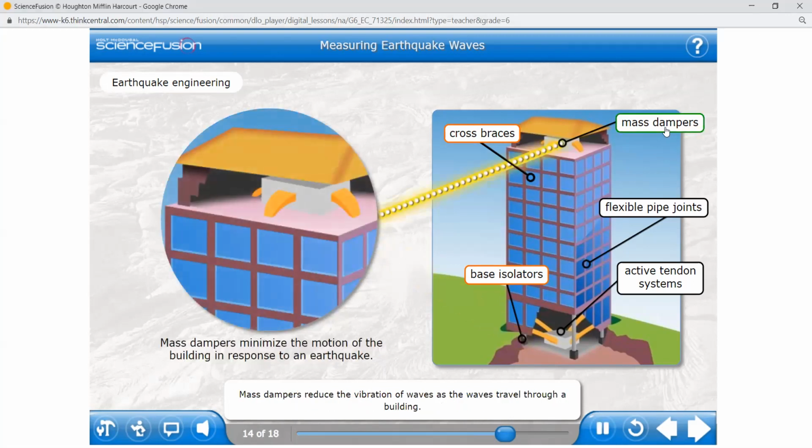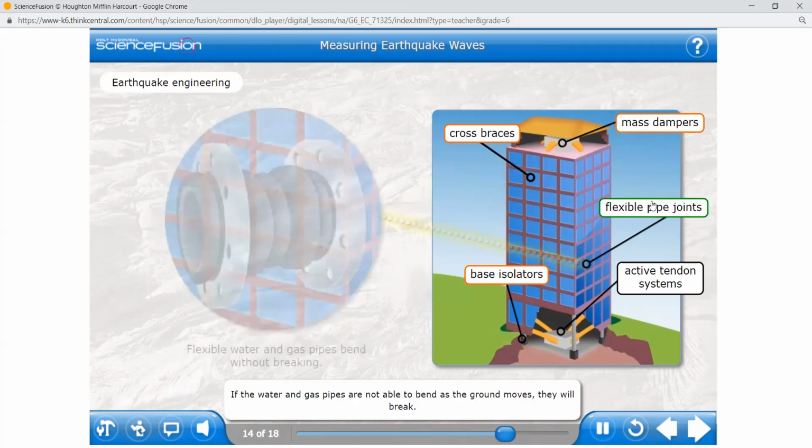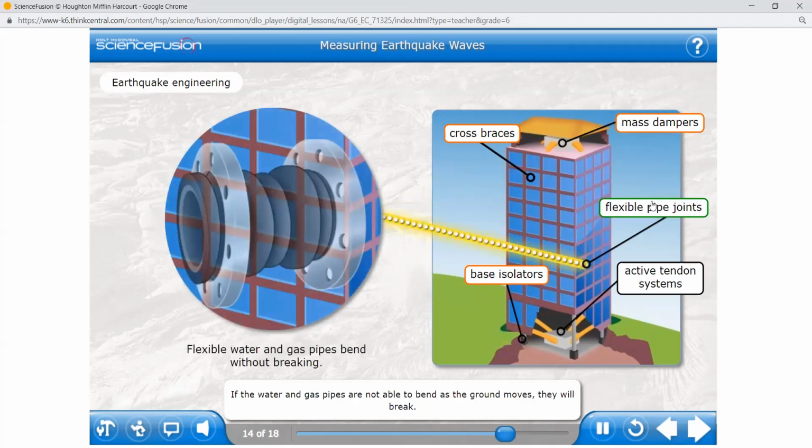Mass dampers reduce the vibration of waves as the waves travel through a building. These dampers minimize the swaying in response to an earthquake. So these base isolators and mass dampers are like holding the building and trying not to send the waves to all of the building, and they save the building. If the water and gas pipes are not able to bend as the ground moves, they will break. Broken gas pipes could lead to fires and explosions. Flexible joints allow the pipes to bend without breaking.